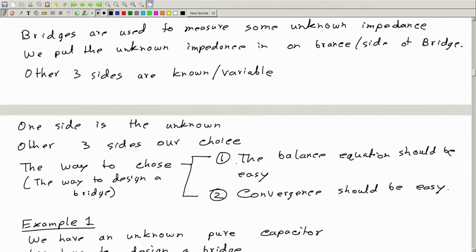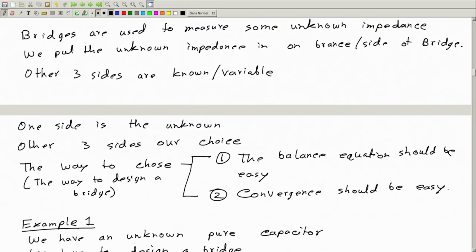We have discussed in detail the ease or simplicity of the bridge, but we haven't talked about the convergence of a bridge. Let me briefly tell you what I mean by this.